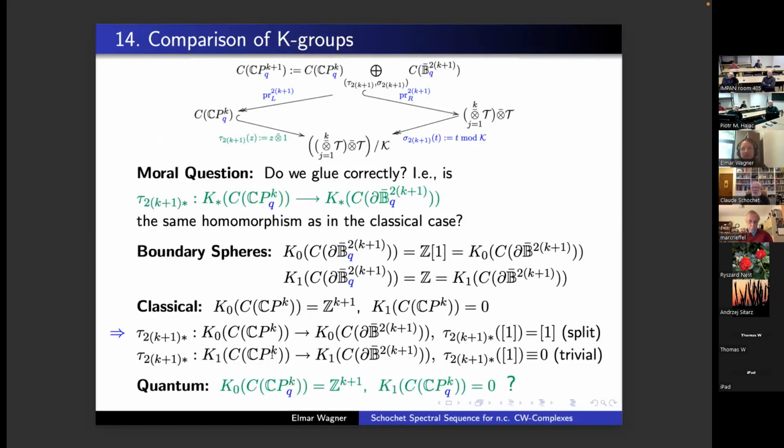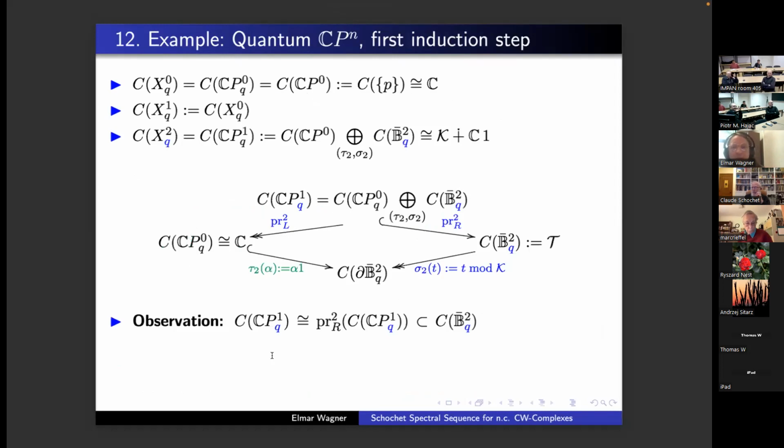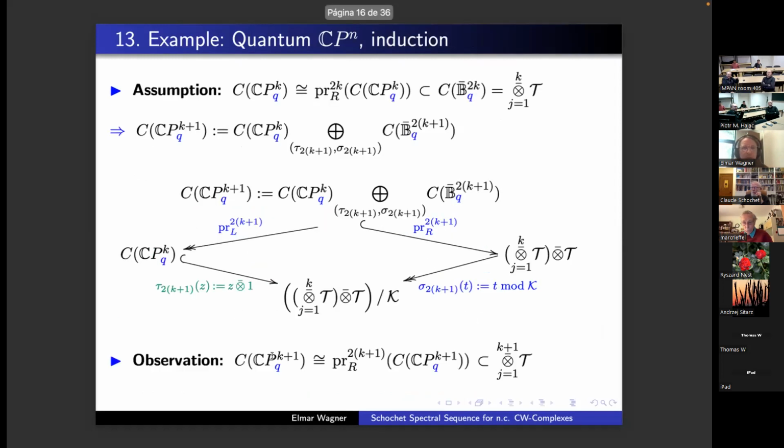Sorry, could you go back to the previous slide? Okay. Wait a second. Where you have this induction definition of CP_q? Oh yeah, this one. Sorry. The assumption was. Okay. So I understand that these C-star algebras standing for these quantum complex projective spaces are isomorphic with the usual Vaksman-Soibelman C-star algebras. Yeah.